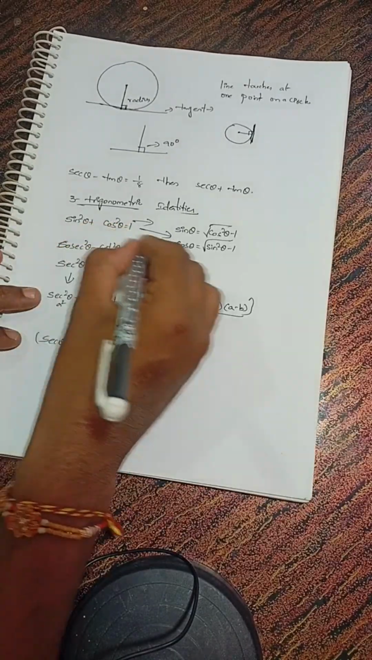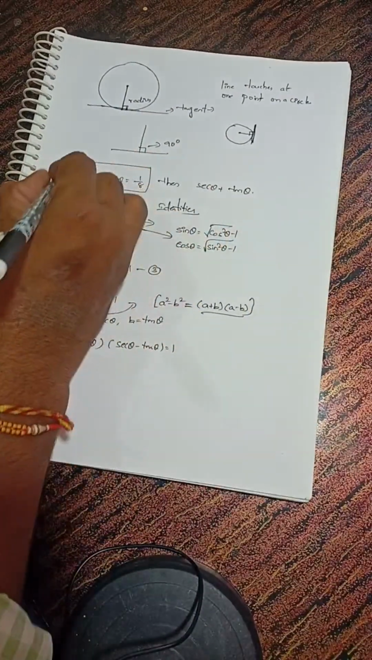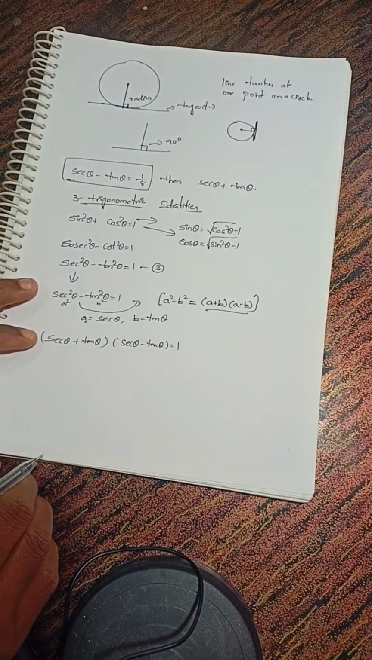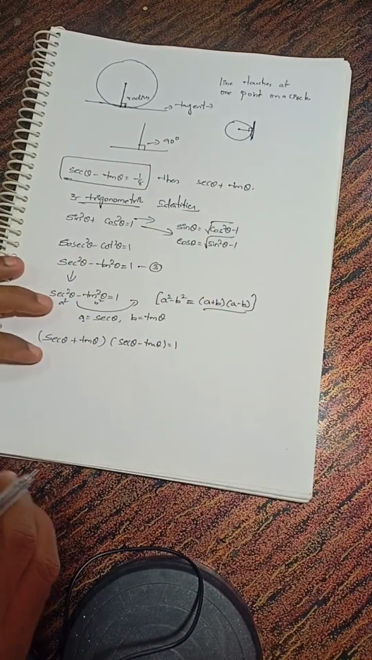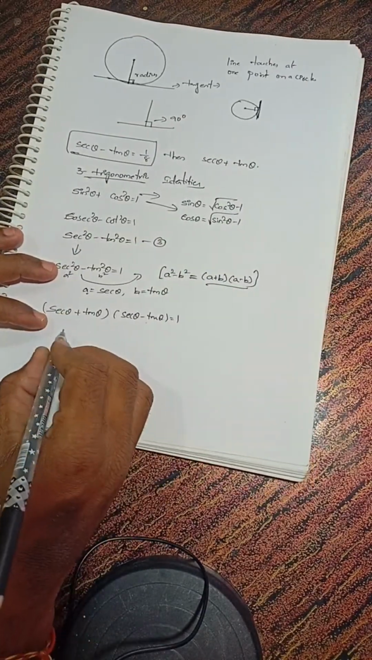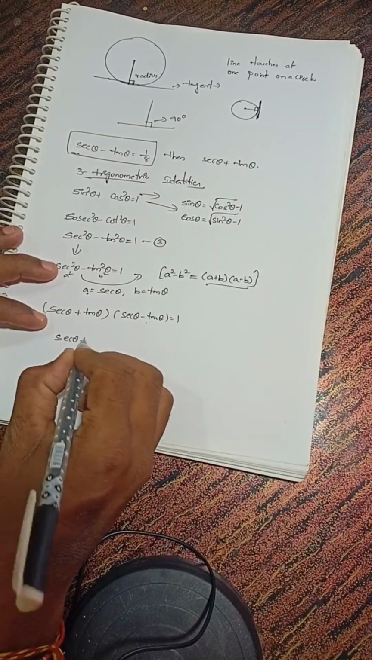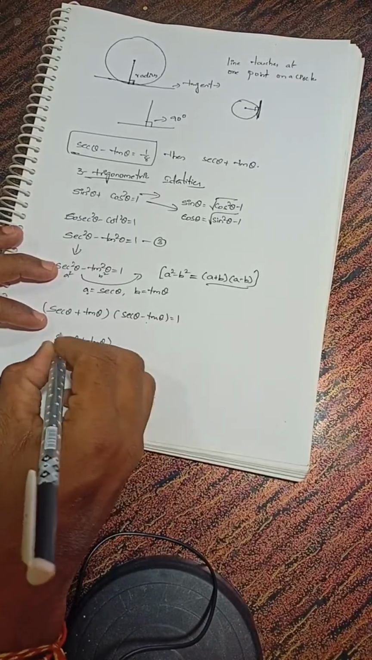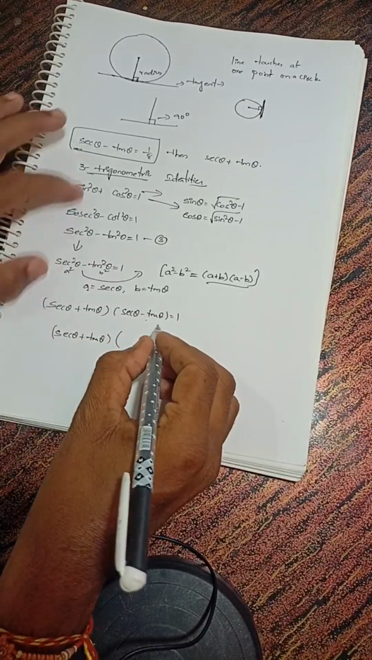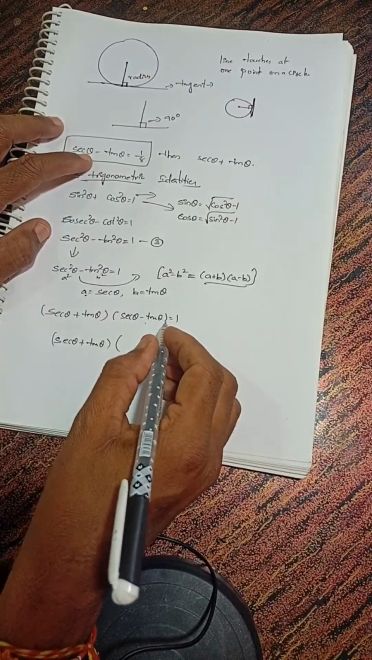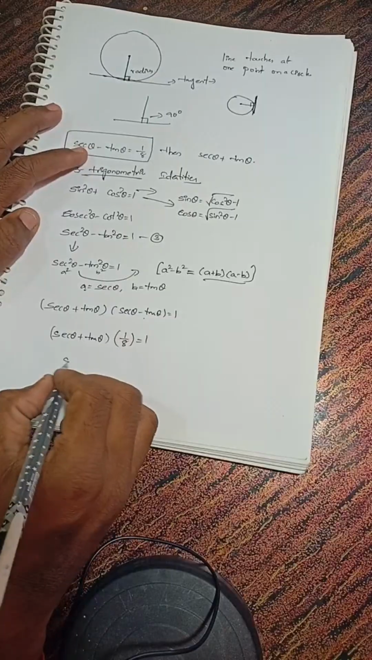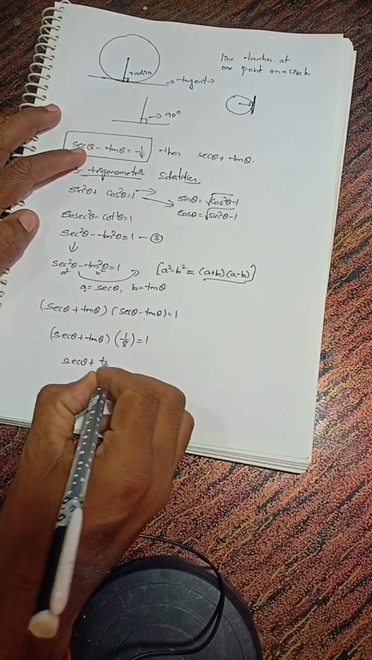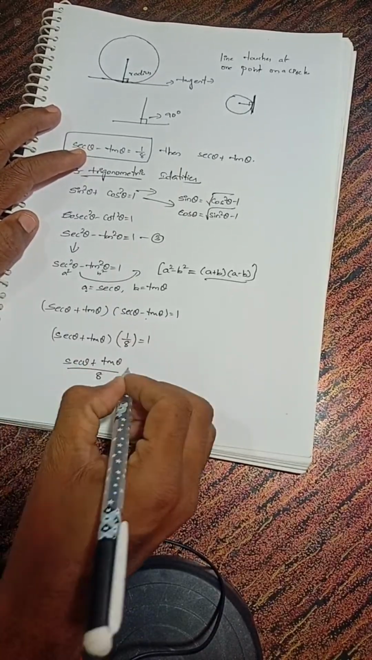Already it is given in the formula, secant theta minus tan theta. What is the value of secant theta minus tan theta? Secant theta minus tan theta value is 1/8. So secant theta plus tan theta into secant theta minus tan theta, already it is given in the question, the value is 1/8, which is equal to 1. So secant theta plus tan theta by 8 is equal to 1.